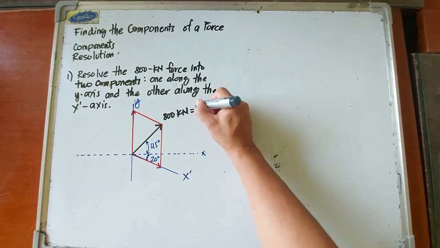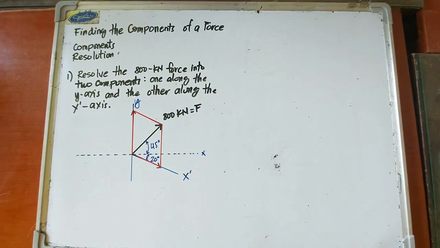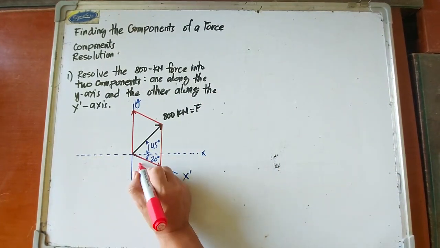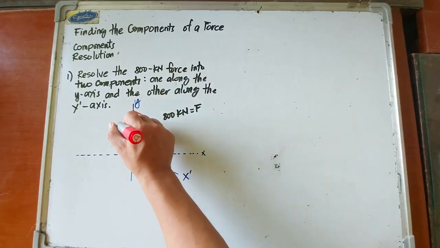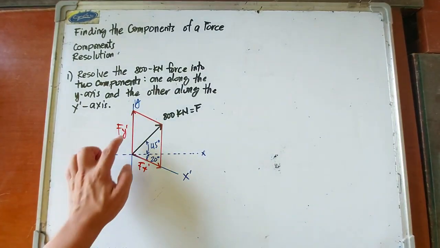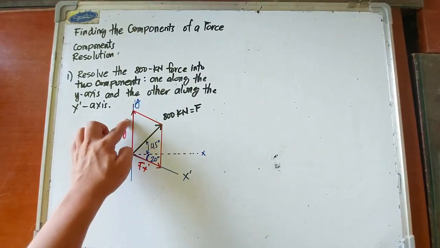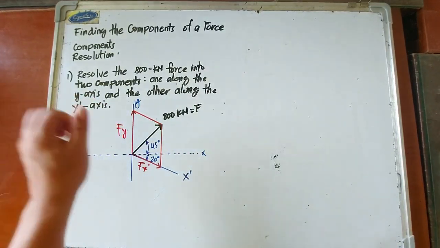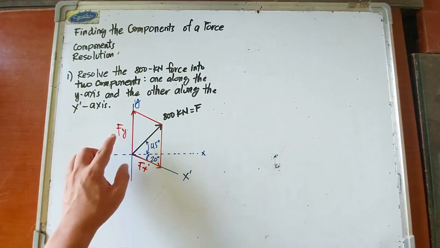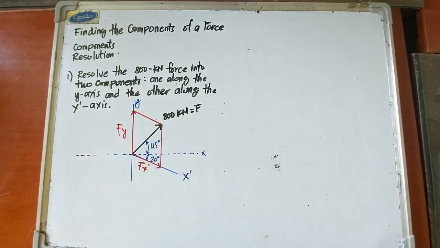Okay, let's say this is F. Let's designate this as F, or the resultant of the two components. This is Fx prime, this is Fy. Sorry, Fy lang dapat pala. Fy is the component along y, and Fx prime is the component along the x prime axis.